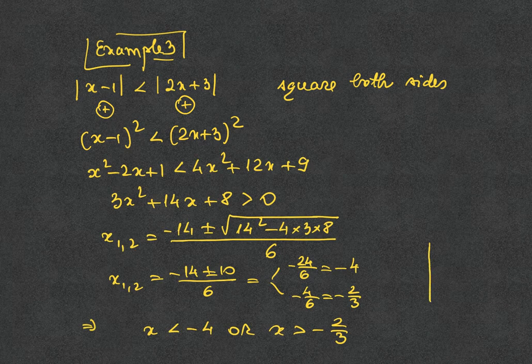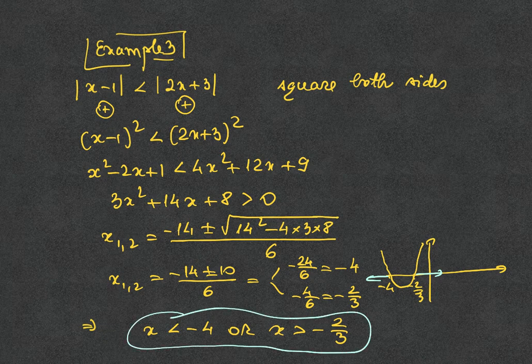To solve a quadratic inequality, I'm thinking of the graph. One solution is negative 4, another one is negative 2 over 3. I'm looking for positive values, so positive values are here and here. So this is the solution set for your inequality. Of course, I can't check solutions, there are infinitely many, but I do not need to because I know that both sides are positive and I am allowed to square both sides.